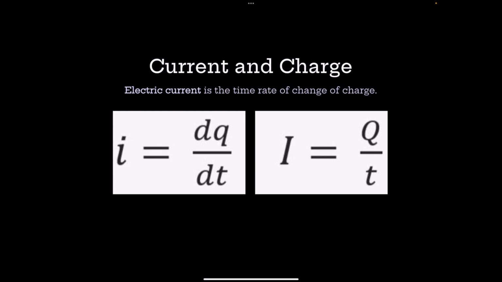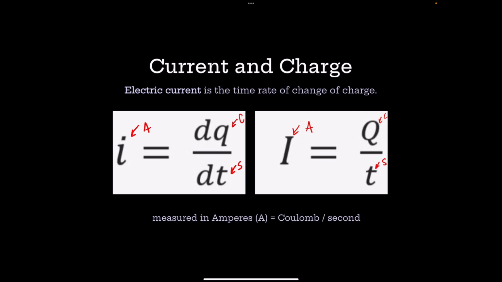Finally, we're going to talk about the relationship between current and charge. We've talked before that current is the movement of charges. However, a more mathematical definition of current is that it is the time rate of change of charge. And current is measured in amperes. So here, I represents the current and it is measured in amperes. The Q is measured in coulombs, the charge, and then t is measured in seconds. In other words, current is just the amount of charge flowing across a wire in a certain amount of time.